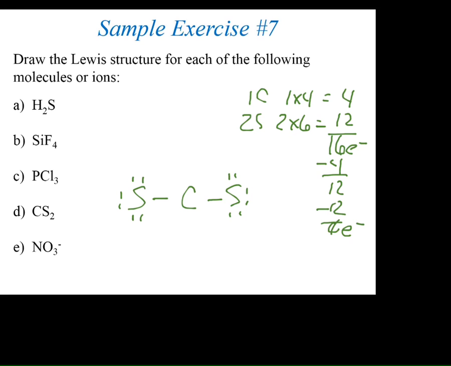So I'm going to take this lone pair right here and move it over here. Shoop. So I moved one over here. And take this lone pair here, let's just say, and move it and make another bond. Okay? There you go. Now everything has 8 when I'm done, right? So sulfur has 8, carbon has 8, sulfur has 8. Everybody's happy. Okay. Last one, I'm going to do real quick.